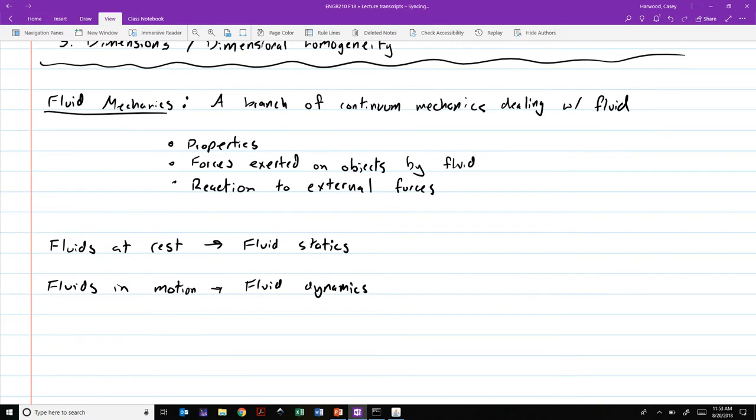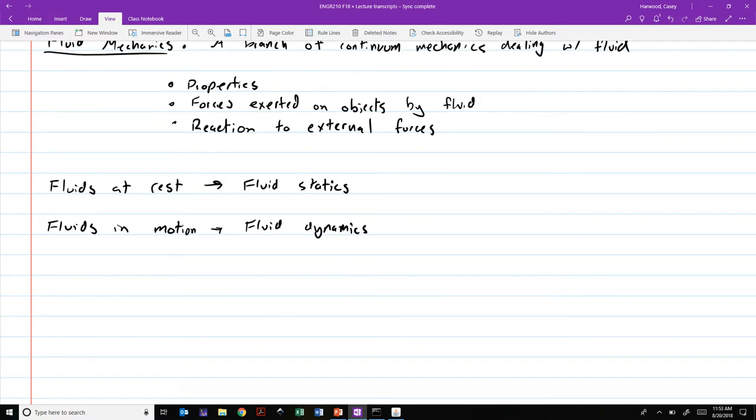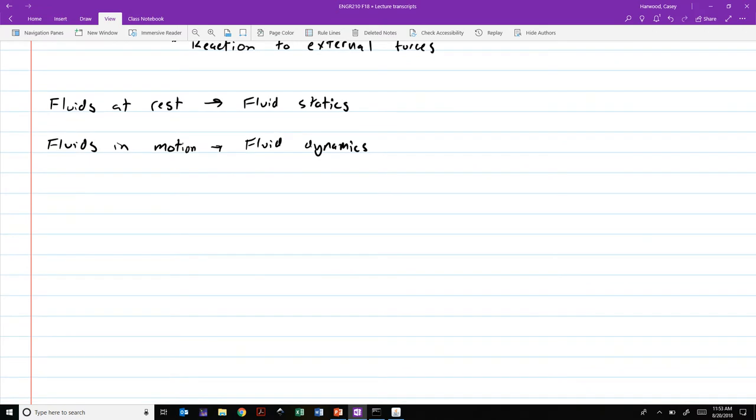So we'll get into those more respectively, but the first half of the class, or the first third or so, is going to be dedicated to fluid statics. And then fluid dynamics is the broader topic that we'll be working on in the second part of the course.